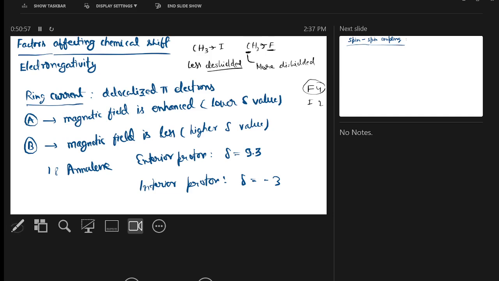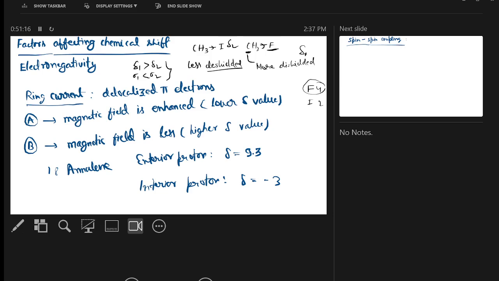So the delta value for this one will be higher. You will see delta 1 and delta 2. Delta 1 will be greater than delta 2. Why? Because your sigma 1 is smaller than sigma 2. Okay. By simply comparing this, we can make an analogy.